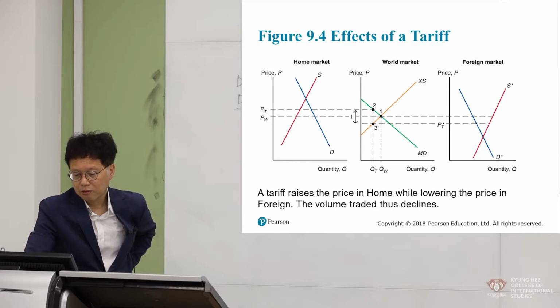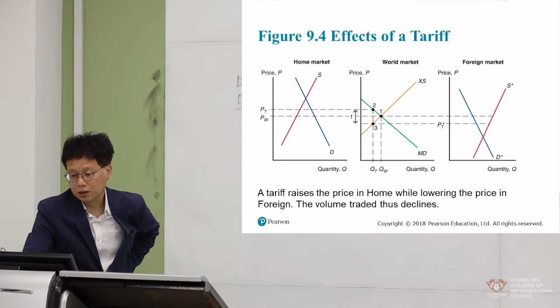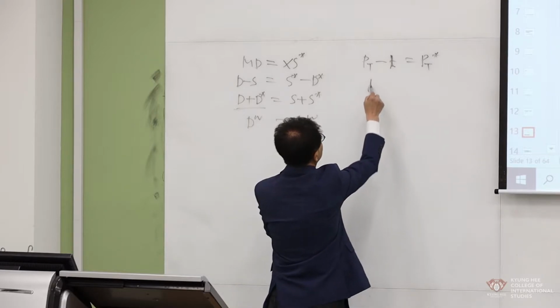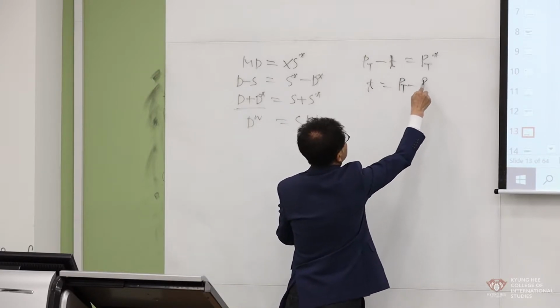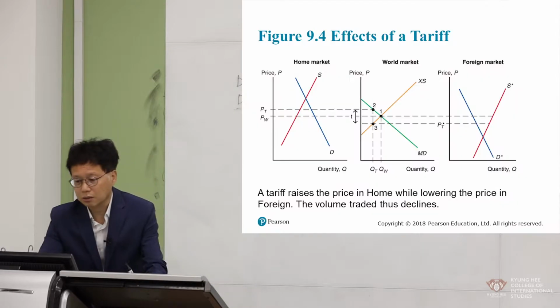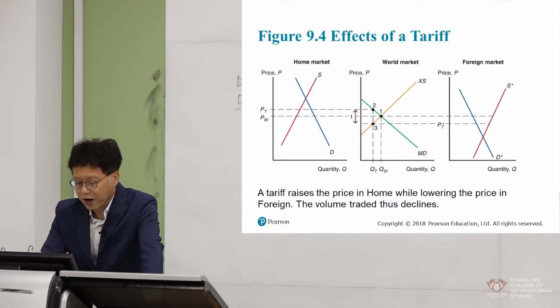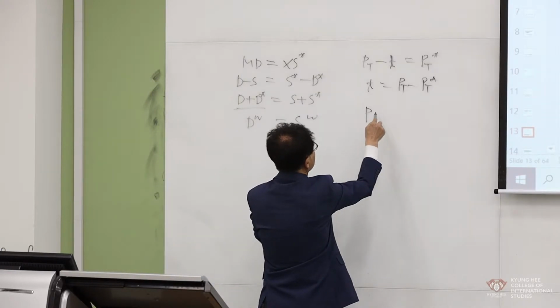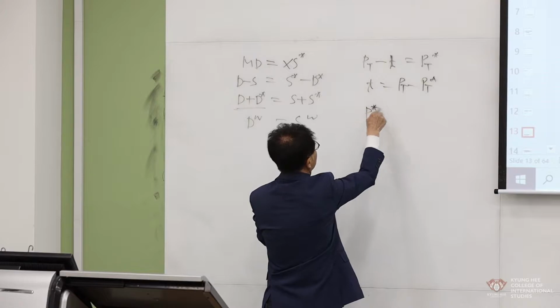A tariff raises the price in home to PT, while lowering the price in foreign to PT star. The gap between the two is the tariff: tariff equals PT minus PT star. The volume of trade thus declines. Originally, import demand equaled export supply volume at the equilibrium price.